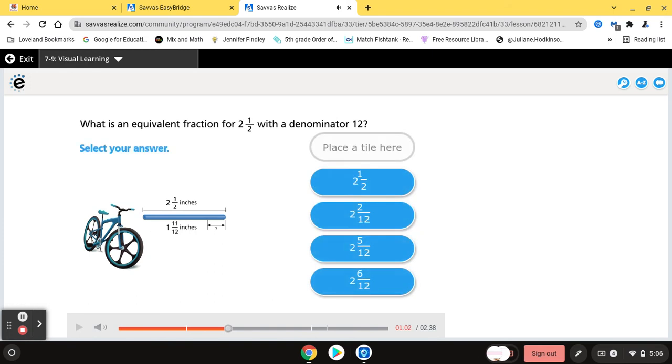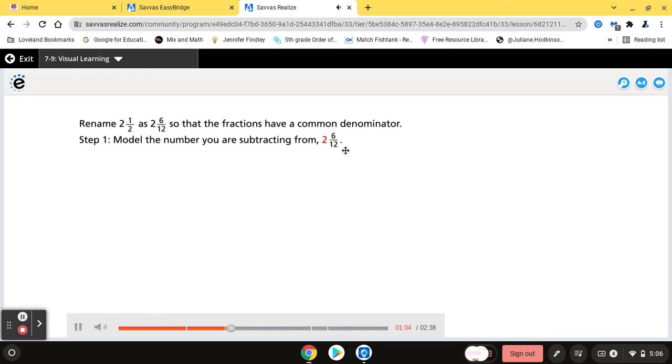Select your answer. So if we're looking at a denominator of 12, 2 1/2, denominator of 12, I would be multiplying 6 over 6. So 2 and 6/12.